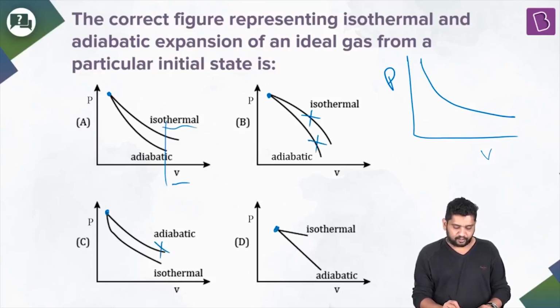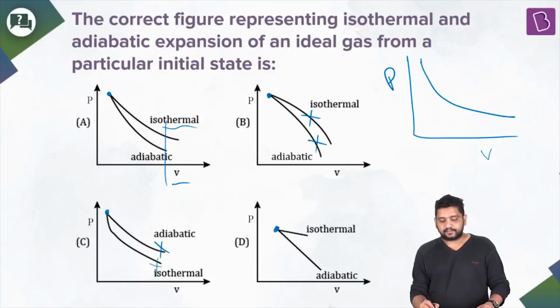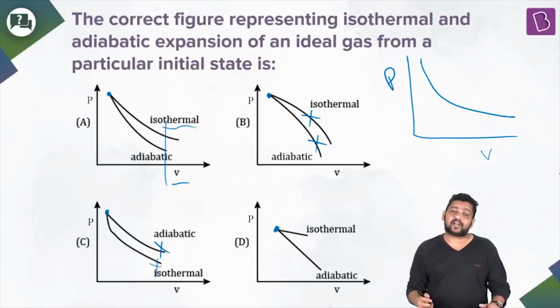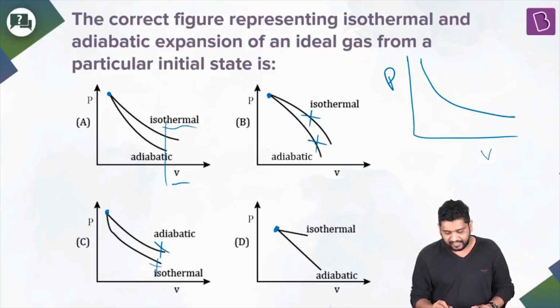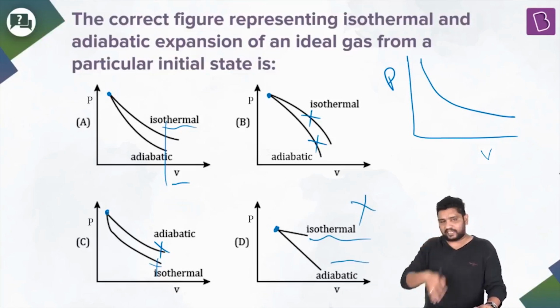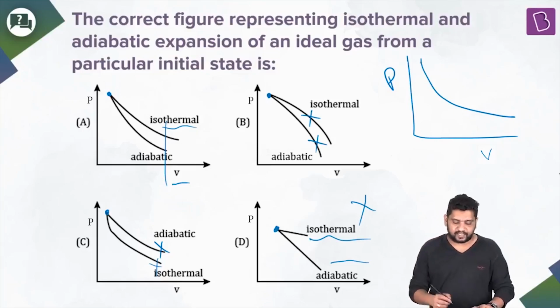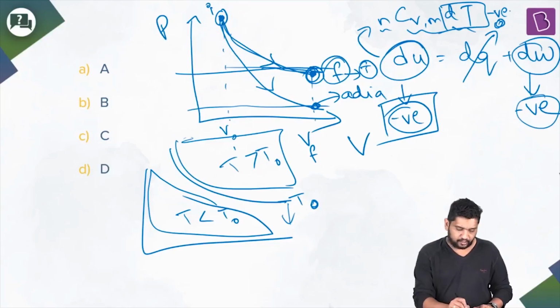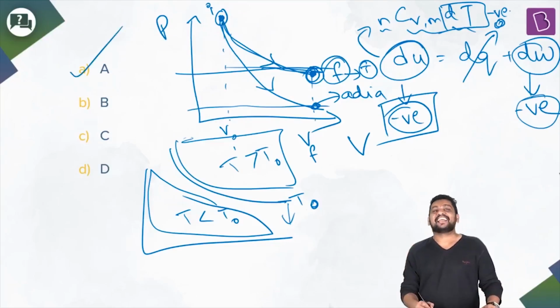Adiabatic above isothermal is not going to happen, because we know that adiabatically during expansion temperature will decrease. My point has to lie below my isotherm. Again, it is not linear, so even this is wrong, right? It's not like a straight line that you get in P versus V, right? So looking at the options, we can see that the correct answer is of course option A.